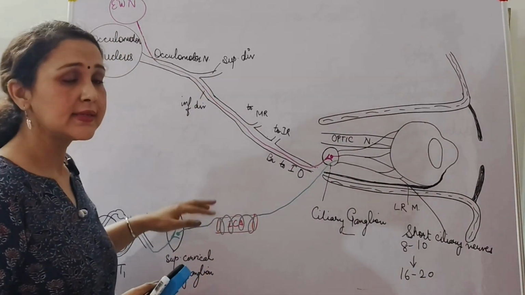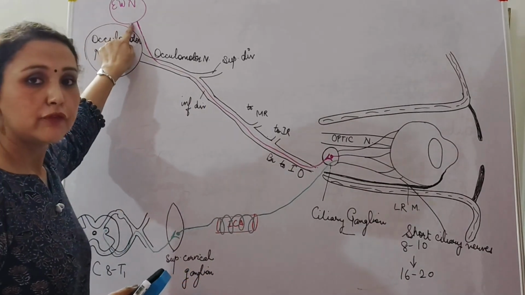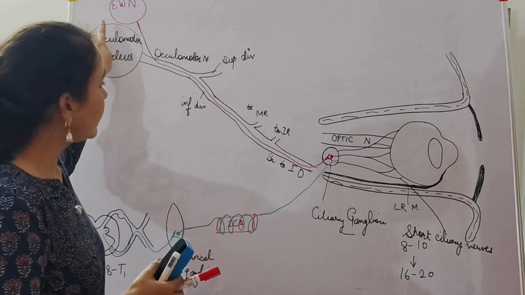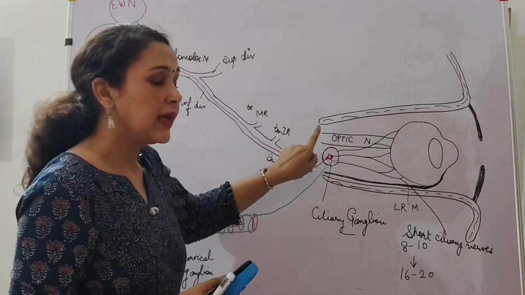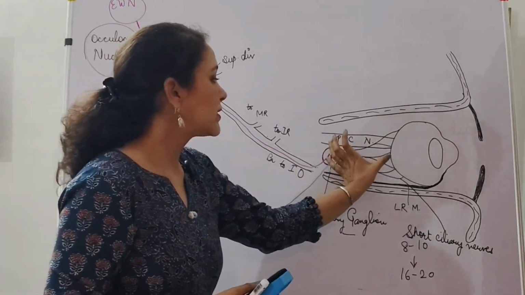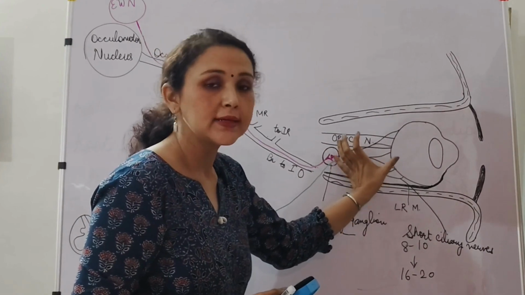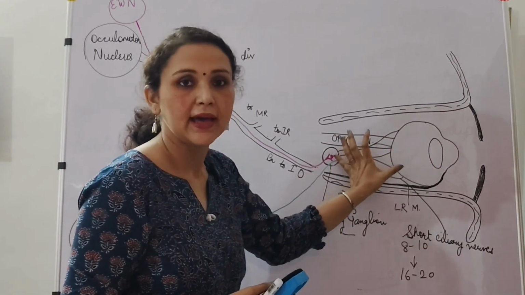So the difference is the preganglionic is arising from a parasympathetic nucleus. The preganglionic component is very long. The relay is occurring in the ciliary ganglion. The postganglionic component is very short, supplying the sphincter pupillae and ciliaris.